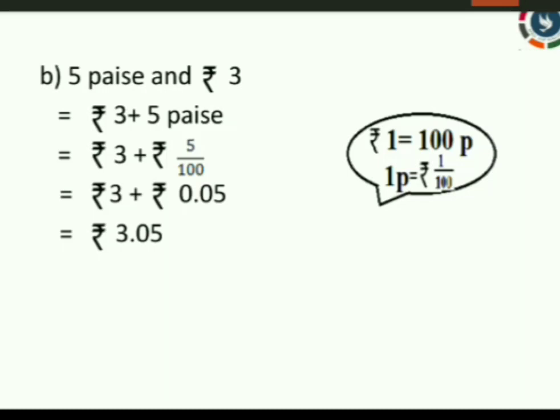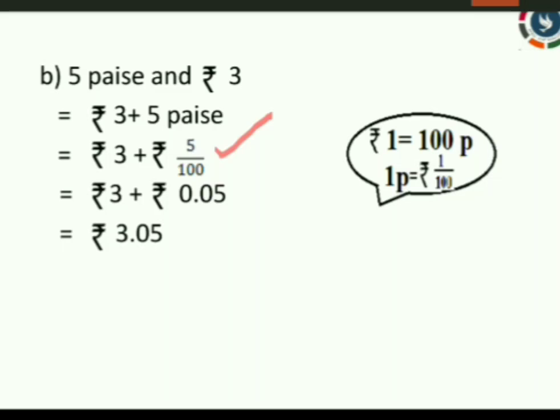Let's see one more example. 5 paise and 3 rupees. So you have to convert this 5 paise into rupees. So 3 rupees, write as it is, plus 5 paise. You know the relationship between paise and rupees, right? 1 paise equals 1 by 100 rupees. So 5 paise is equal to 5 by 100 rupees. Now you have to convert the fraction into decimals. Check your denominator. Your denominator is 100. So your last digit should be in the place of the 100th place.